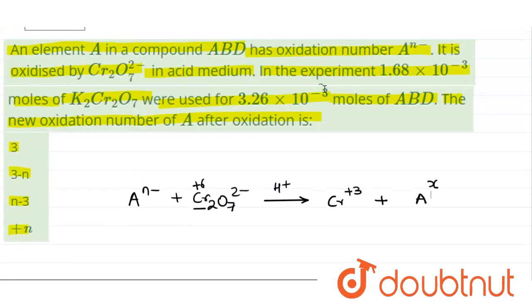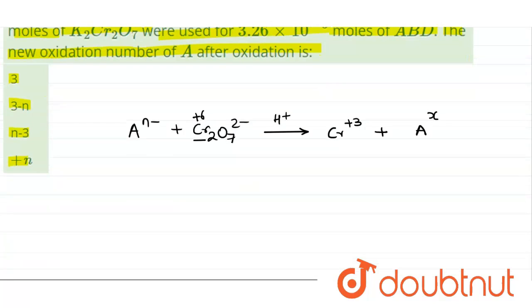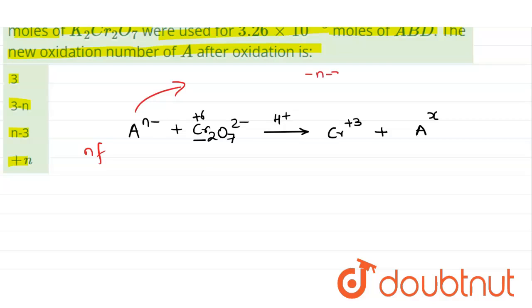So now we need to find the n factor. For finding the n factor, A is going from -n to x. So the modulus of -n - x will be the value of the n factor into the number of atoms of A, which is 1. So this will be modulus of -n - x. Now for Cr +6, it's going from +6 to +3, so there is a decrease of 3 into the number of Cr atoms, that is 2. So the n factor over here is 6.